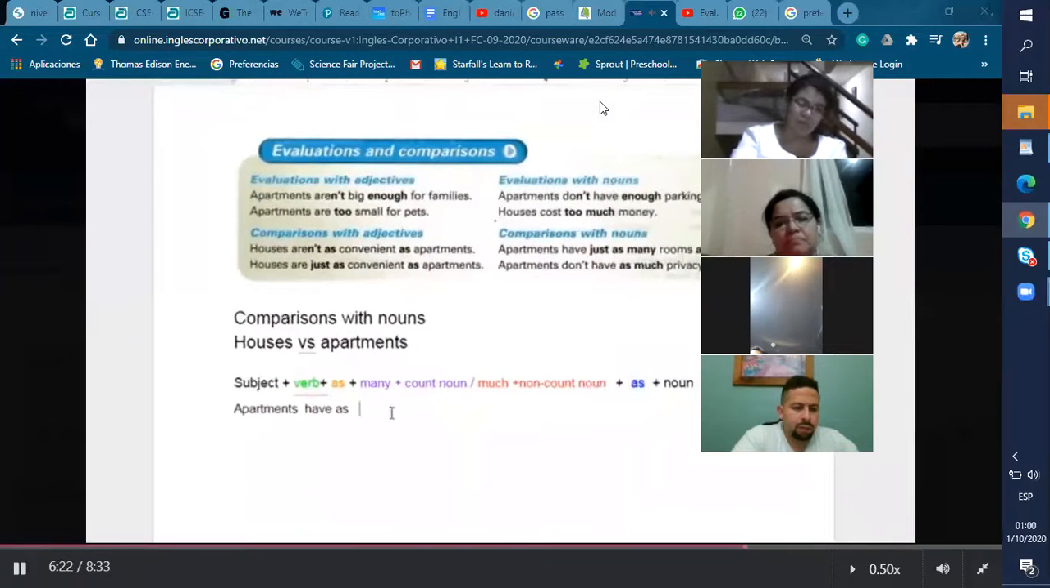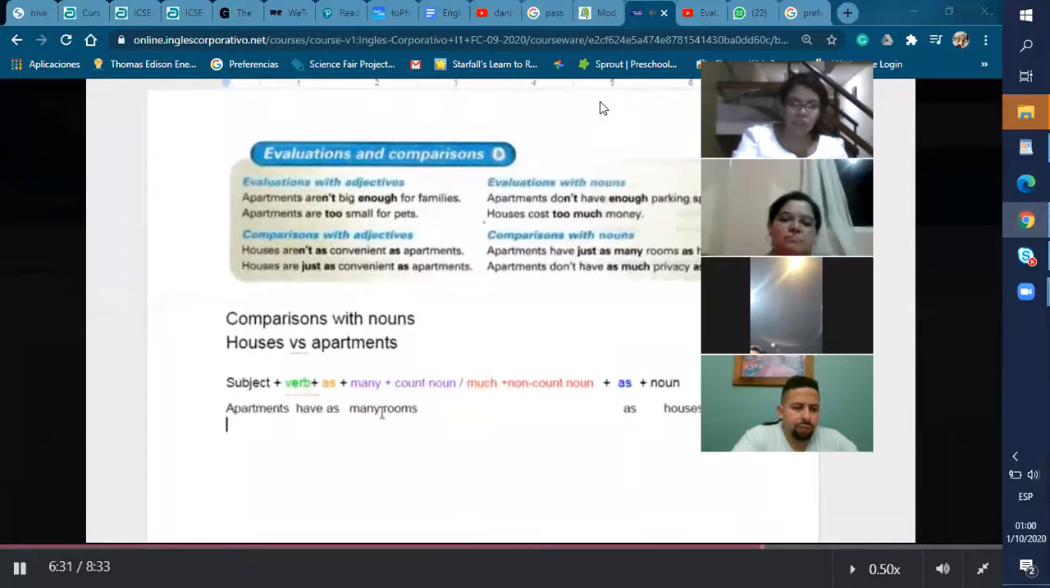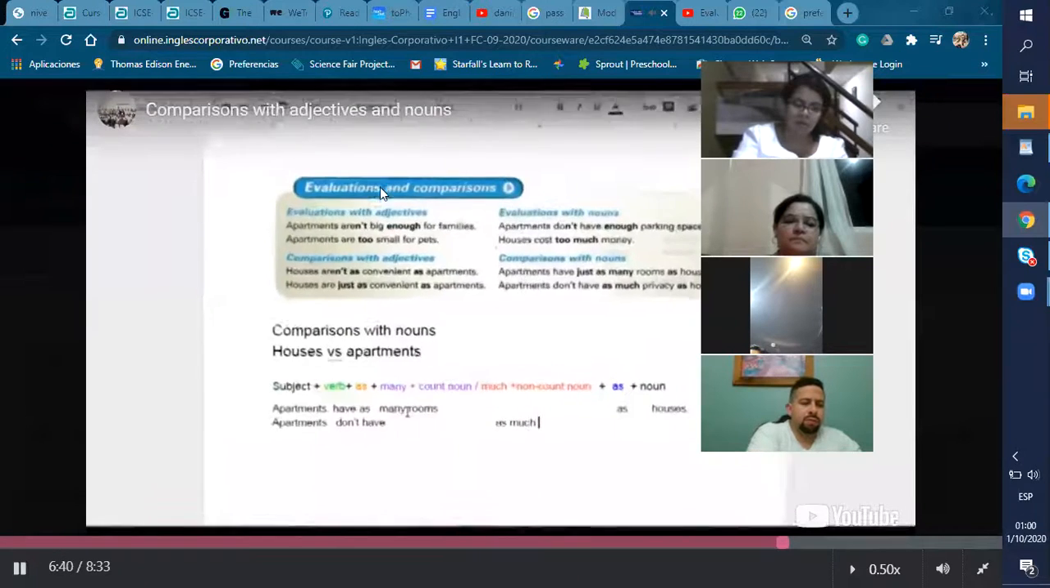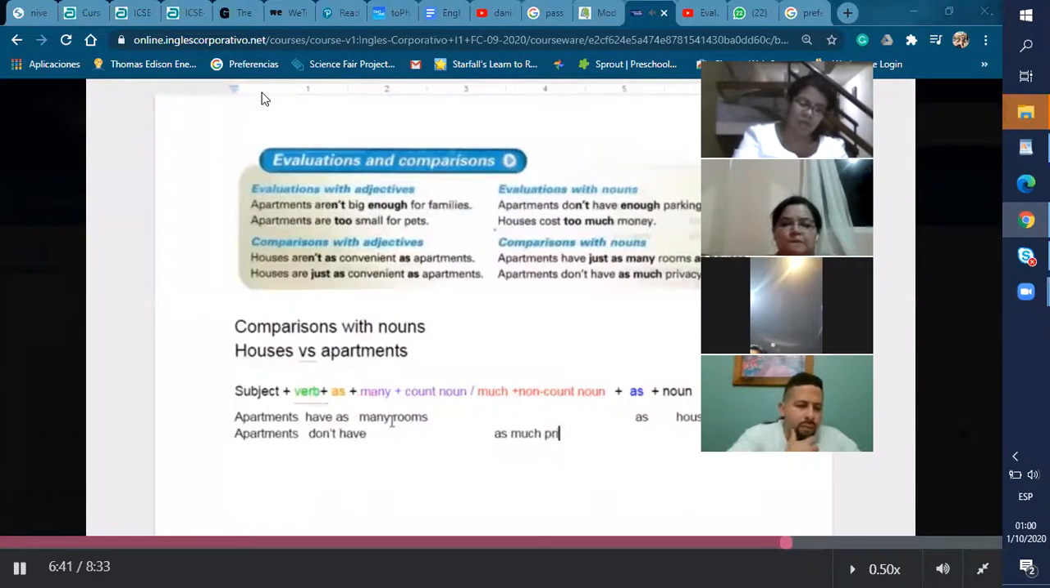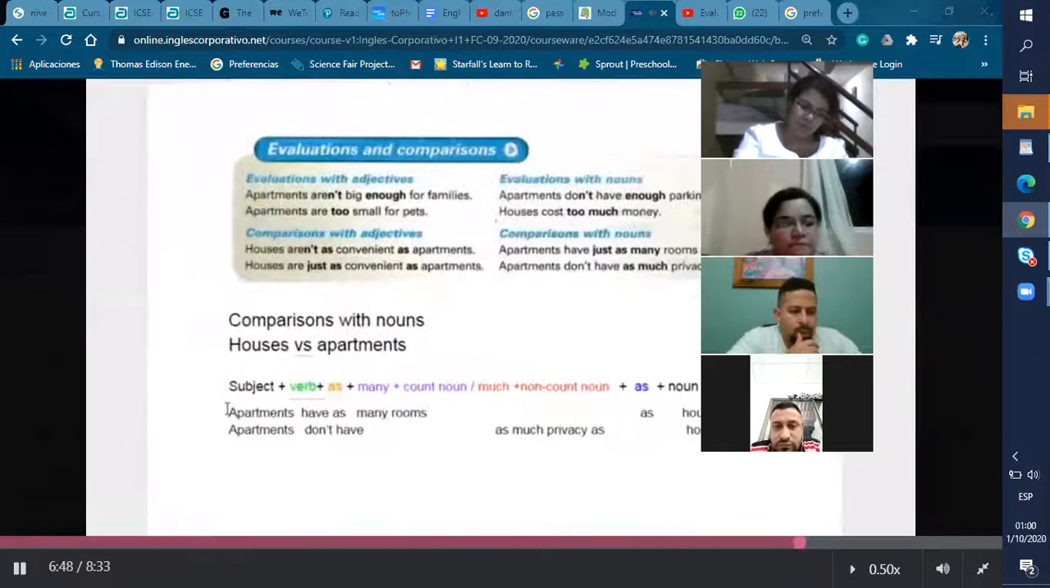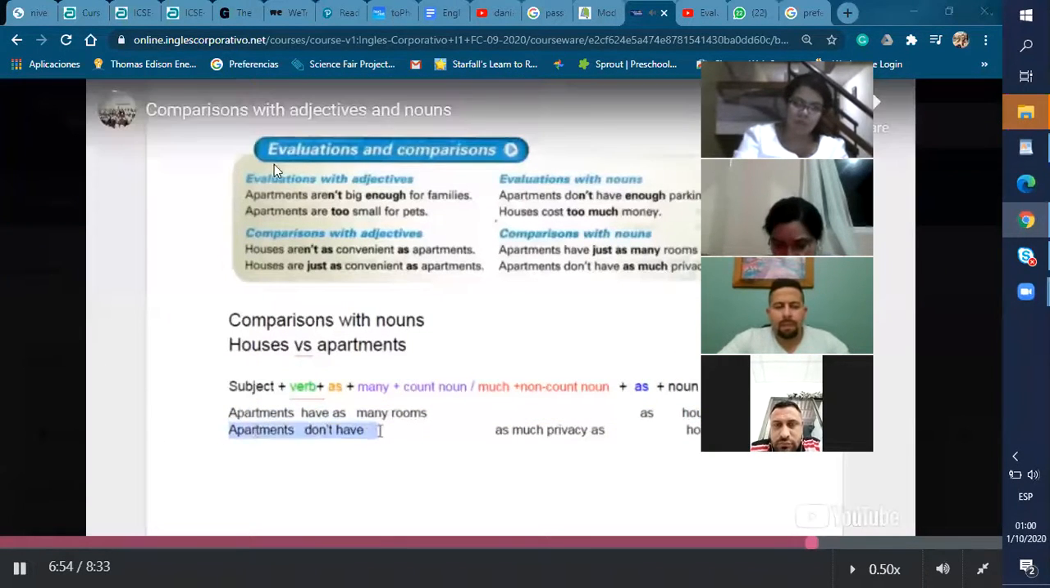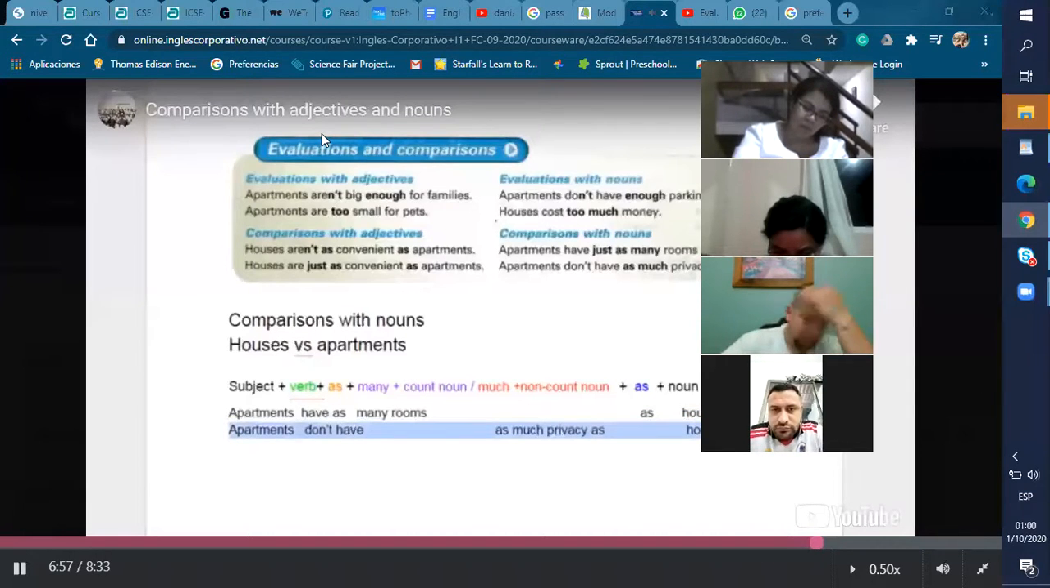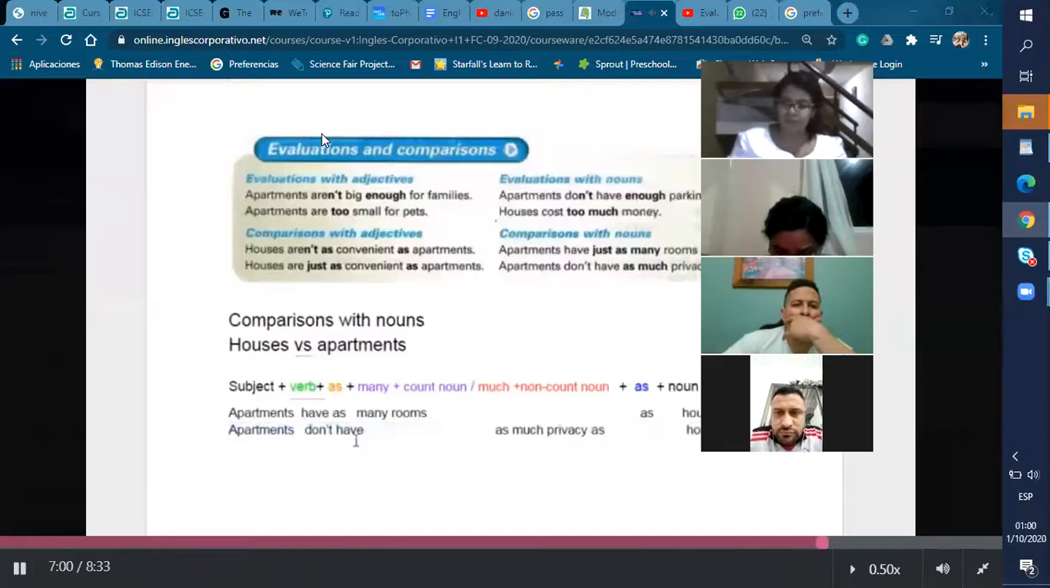So let me write the example here. Apartments have as many rooms as houses. And then we'll take that last example there. Apartments don't have as much privacy as houses. In our first example, we're saying that they are pretty much the same, so they're quite similar. In our second example, we are saying that there's a difference between houses and apartments, and that is that apartments don't have as much privacy as houses.